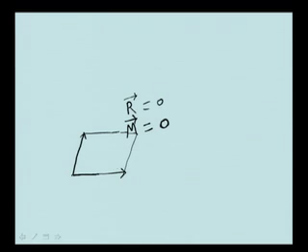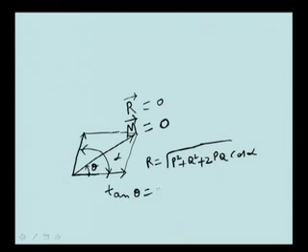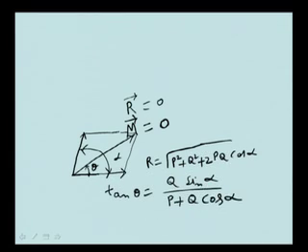R is equal to the square root of P squared plus Q squared plus 2PQ cos alpha, and then the resultant makes angle theta from here. This angle is alpha, and tan theta is equal to Q sin alpha divided by P plus Q cos alpha. That is the thing. So, theta is the direction. We will be discussing that in the next lecture.